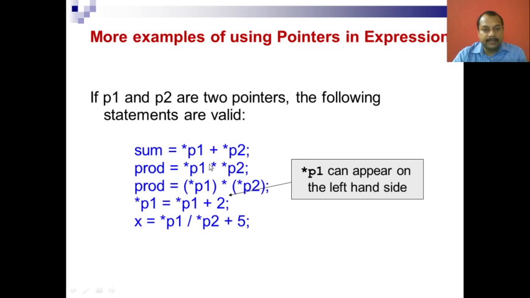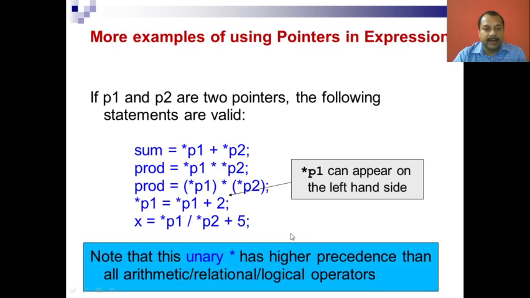And the reason I can write these two stars is that the unary star operator has higher precedence than the arithmetic, logical or relational operators. That's why I can have this one, but with the same meaning as this one, the second and third line.